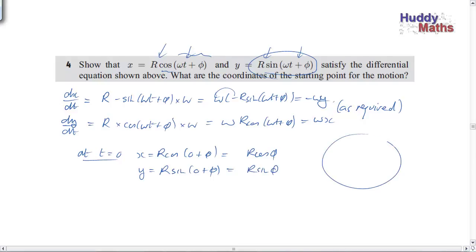So again, it's just saying we're going to start at phi up here. This is now r, just as before. And this is the point r cos phi, r sin phi. Hope you're up with all of that.